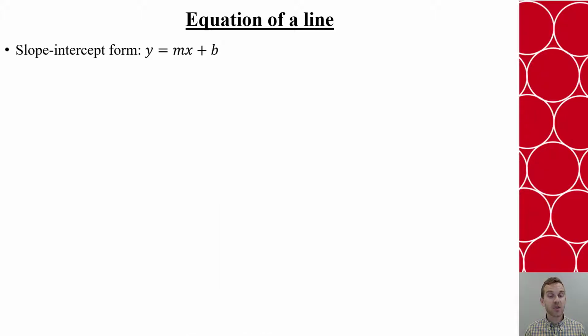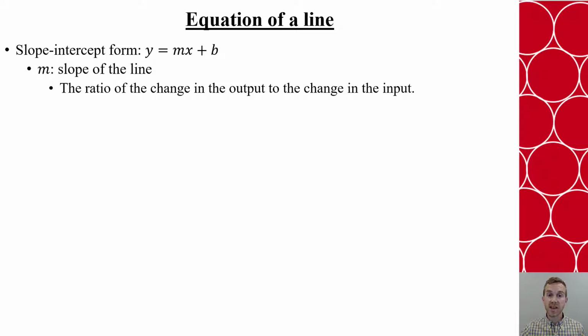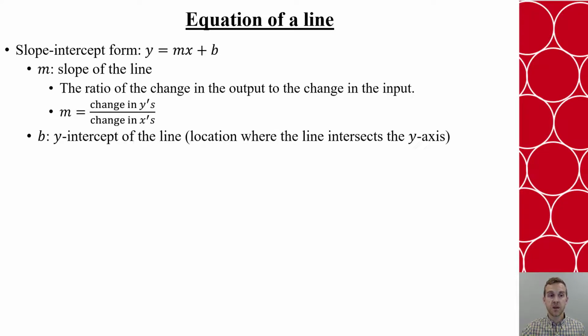Now, when we look at the equation of the line, we're often going to be dealing with it in slope-intercept form, which is y equals mx plus b. In this form, m represents the slope of the line, which is that ratio of the change in the output to the change in the input. And we can write that as a ratio or as a fraction. m equals the change in the y's to the change in the x's. b will represent the y-intercept of the line. That's where it crosses the y-axis.